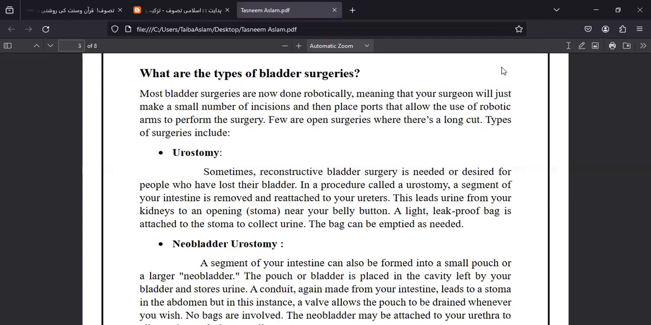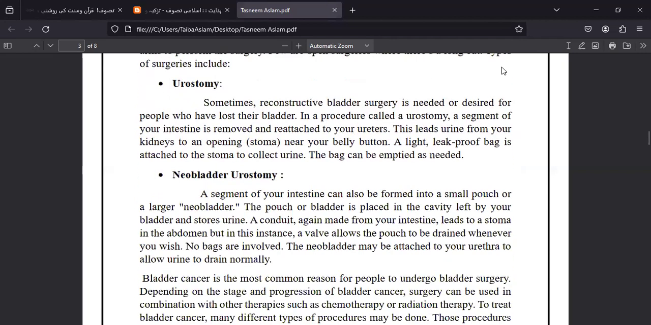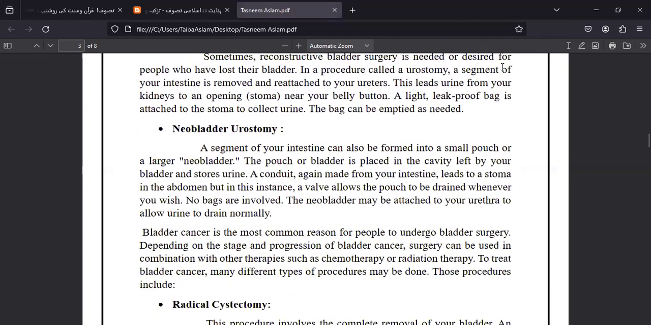The next one is new bladder urostomy. A segment of your intestine can also be formed into a small pouch or a large new bladder. The pouch or bladder is placed in the cavity left by your bladder and stores urine. Again made from your intestine, it leads to a stoma in the abdomen, but in this instance, a valve allows the pouch to be drained whenever you wish. No bags are involved. The new bladder may be attached to your urethra to allow urine to drain normally.